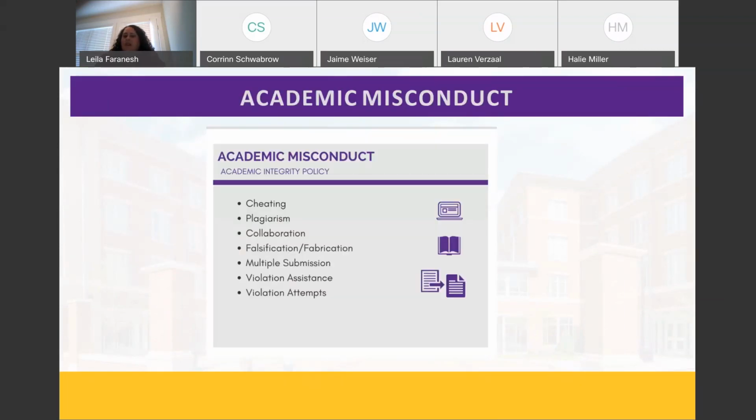Our office also addresses academic misconduct, which covers cheating, plagiarism, collaboration, falsification and fabrication, multiple submissions, which is submitting your work to 2 different classes or the same class twice or multiple times without permission of the instructors. And then violation assistance, which is exactly what it says. It's helping someone commit academic misconduct. And then violation attempt. So even attempting to engage in academic misconduct would be a violation.